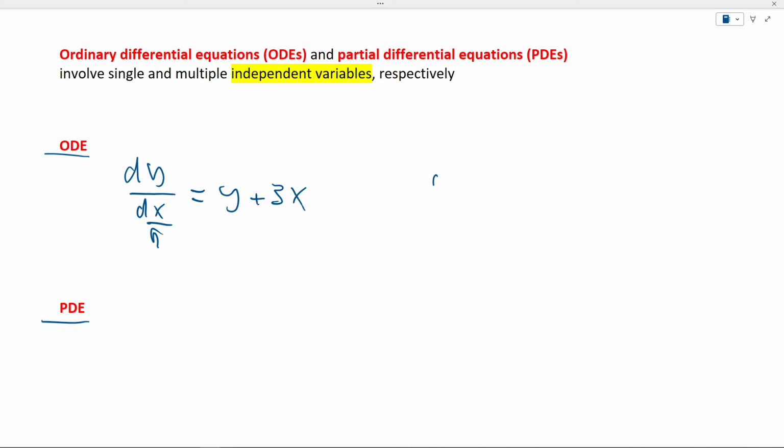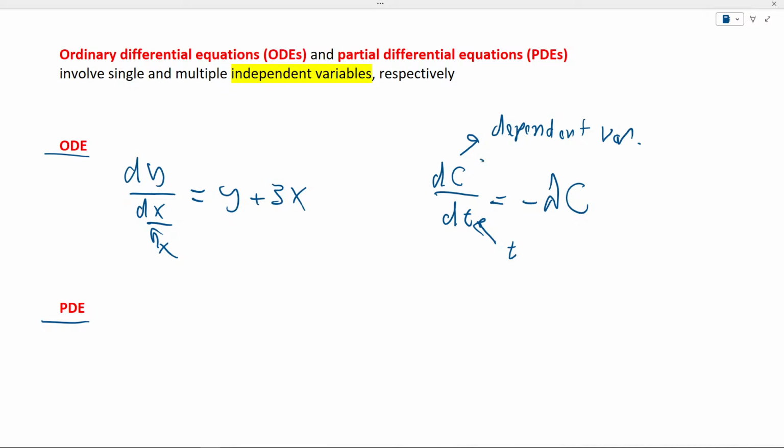We have seen an example before. dc over dt is equal to negative decay constant times concentration. How many independent variables do I have here? I have one, which is time. Here, this is my dependent variable. This is the concentration, and my time is my independent variable. Here, this is my dependent variable, and the x here, that's my independent variable. Okay.